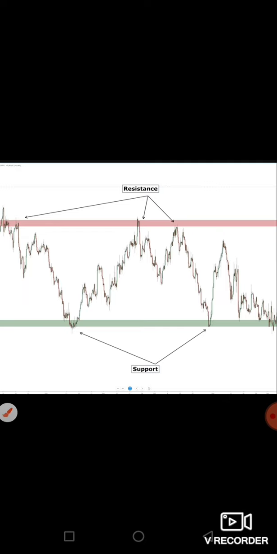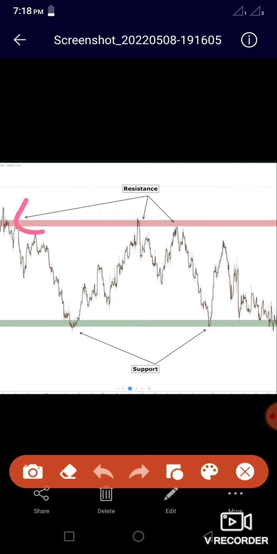Then today my lesson is on resistance and support. As you can see, you are shown here these 3 points, and we have the fourth point shown by the circles. It means that there was movement which was pushing for buy, but if you reach a certain level, a buy can be rejected.